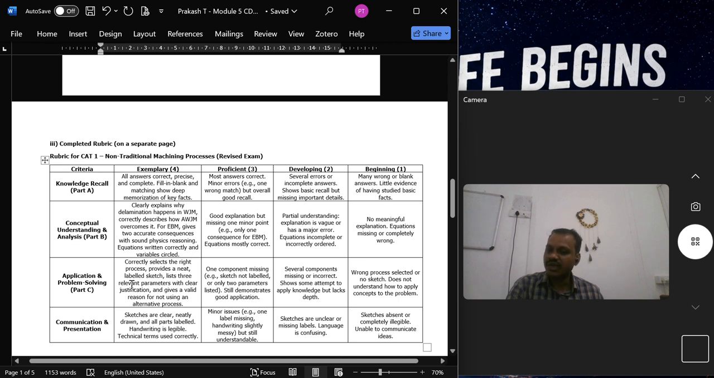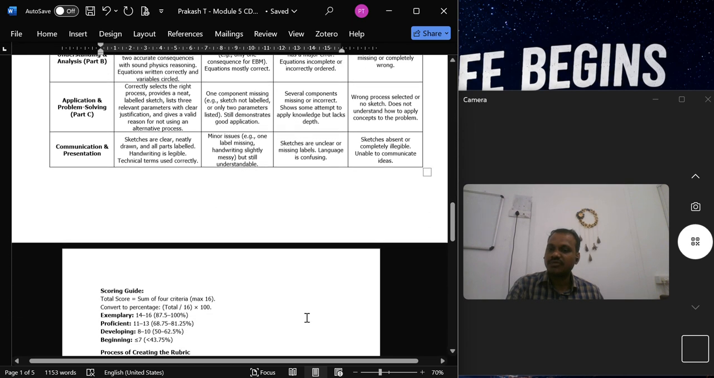The same way for applications: if you select the correct answer, you get the full mark. But if he chooses the wrong answer but tried to identify, I may give some value. Again, I'm giving a partial mark for that. And for communication, if the sketches are very clear and readable, I'm giving the 4 marks. If there is any variation, I may change the marks. So these are my rubrics.